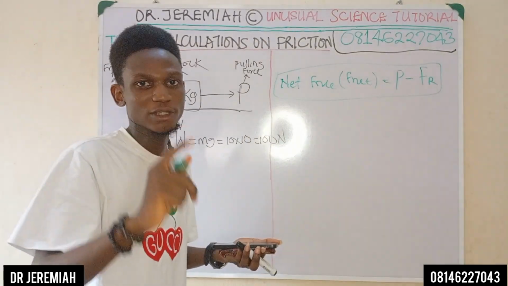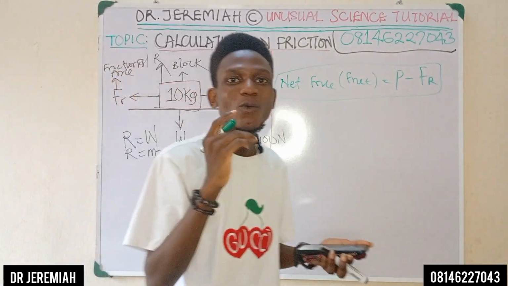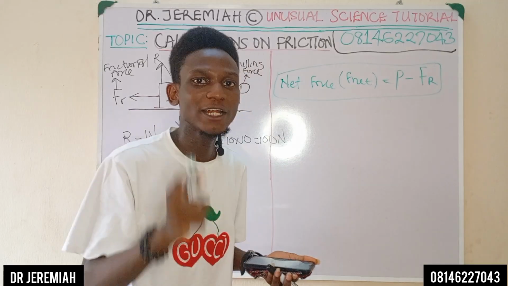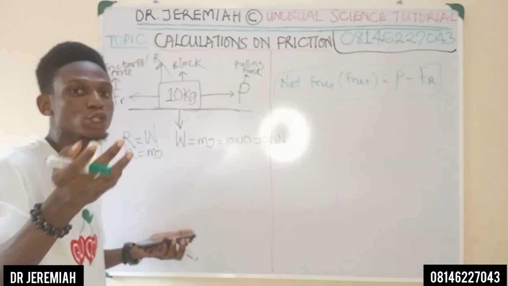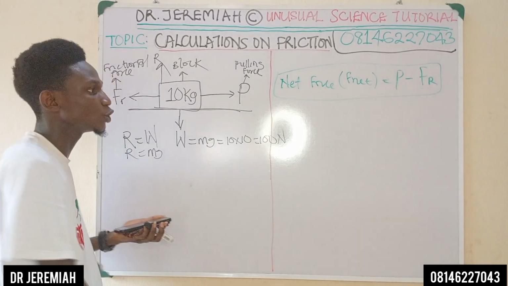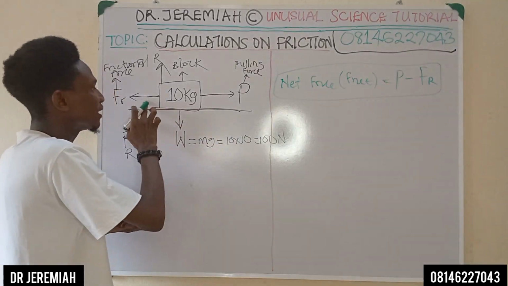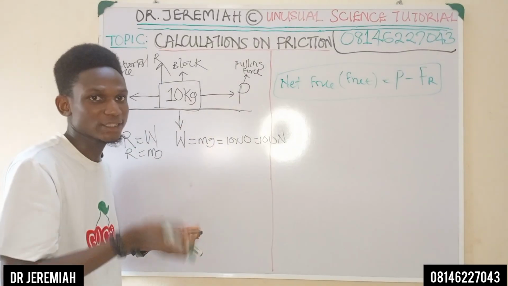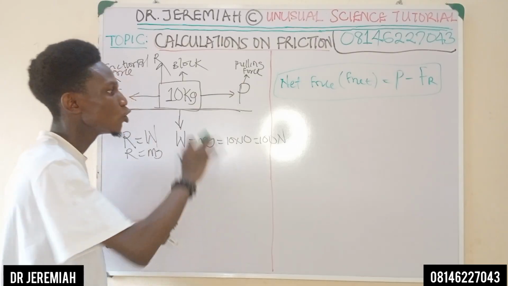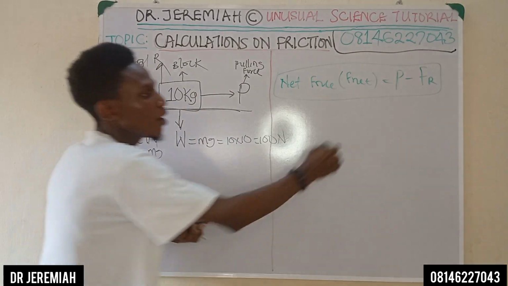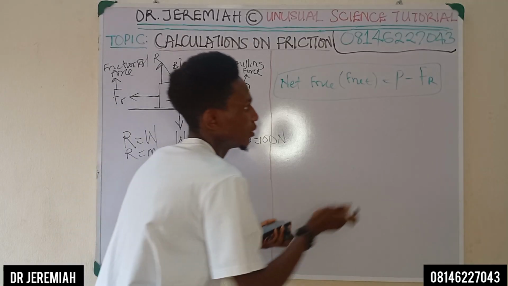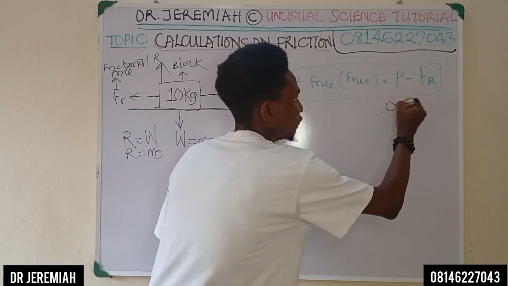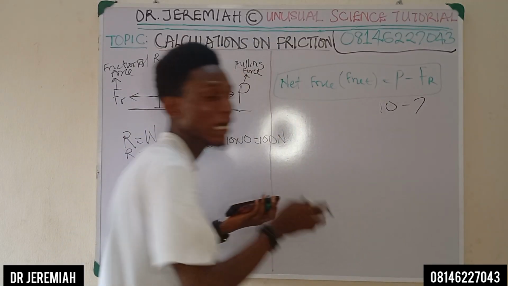But please take note, there are two kinds of friction. We have the static friction and the kinetic friction, or dynamic friction. For the dynamic or kinetic friction, pulling force is surely greater than frictional force, except when the body is coming to rest. So maybe, for instance, the pulling force is 10 and the frictional force is 7. That's why the body can move.